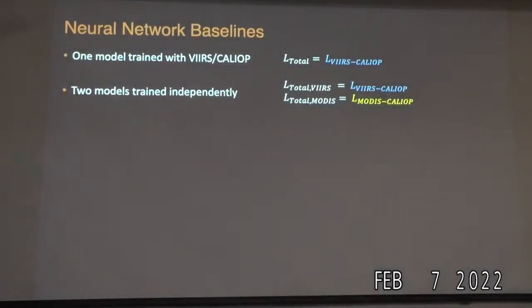Okay, in order to know whether or not an approach does anything, we need some baselines. First baseline is one neural network trained with VIIRS and Calliope. In that case, we're assuming that VIIRS and Lotus data are interchangeable and that we can use the same model for both sensors.